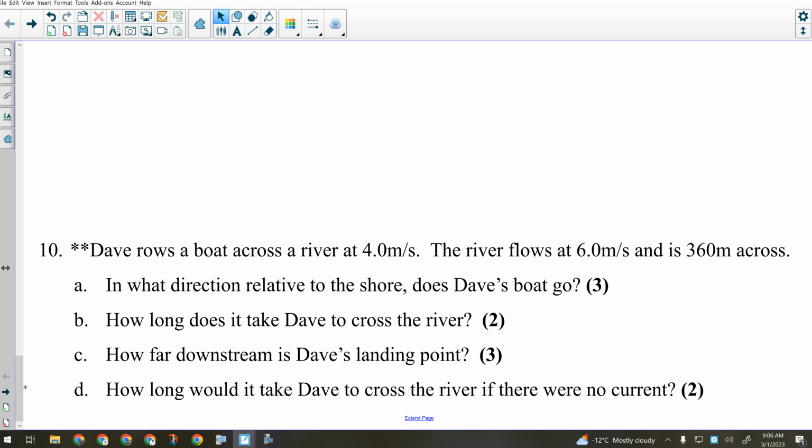Just for 10A, be mindful of this. In what direction relative to the shore? That means they want the angle measured from the shore you start on, not from the center. They're giving you a specific reference direction there. So like I said, make sure you show your work. Steps are worth marks. Remember your significant digits, and please remember to put vectors on your answers. Since it's the vector assignment, they're kind of important.